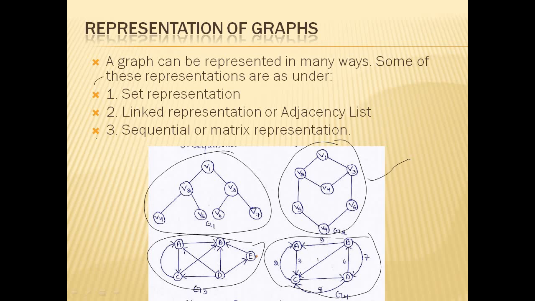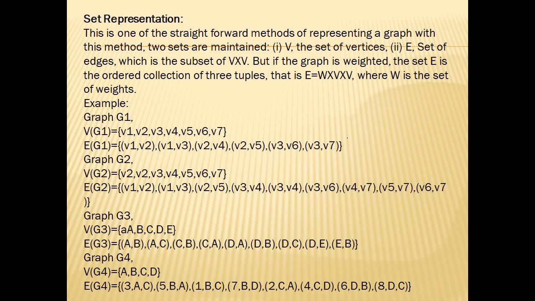These are the three: one is called set representation, another is called linked representation, or else we call it adjacency list, and another is called sequential or matrix representation. It is an important question. I think one or two times they asked it as a 10 marks question, representation of graphs. So first we discuss set representation.